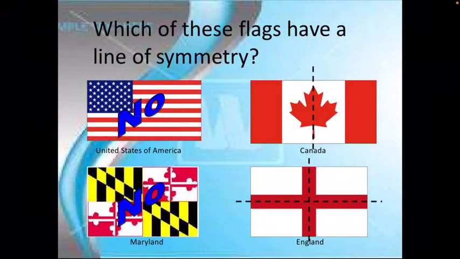Now let us see this flag. The United States flag, is it symmetrical? No. When I cut it in half, I cannot get the exact same half or an identical image of both. When I cut the Canada flag in half, I will get symmetry. So this shows one line of symmetry. And the next one, Maryland, no. Even though it has similar images, they will be on opposite sides. For England, obviously, we can cut it.